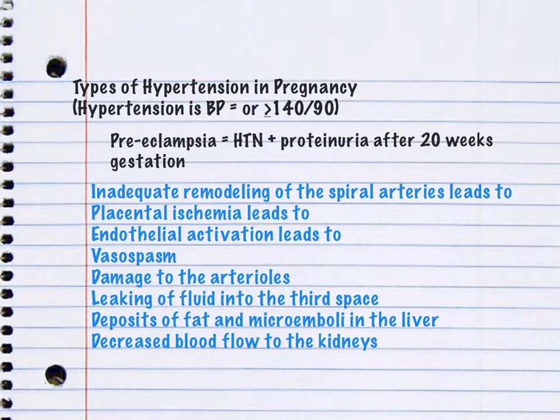Okay, so what happens when you get this inadequate remodeling? You get a lack of oxygen to the placenta. That placental ischemia is going to lead to the sending out of chemicals into the mom's circulation, and that's going to start an inflammatory response in the endothelium. Endothelium, remember, is the lining in the arteries. You're going to get a vasospasm because those vessels are all going to be more responsive to your vasopressors like angiotensin II.